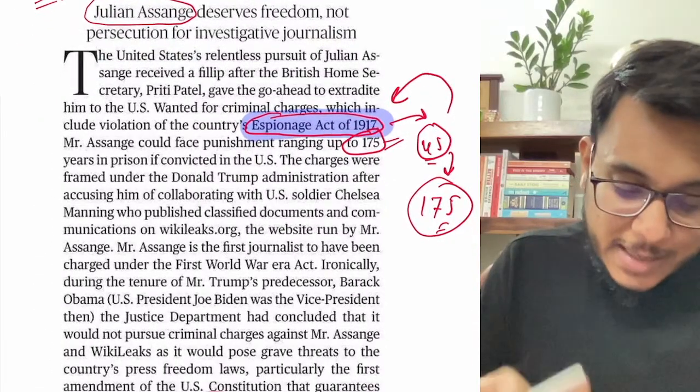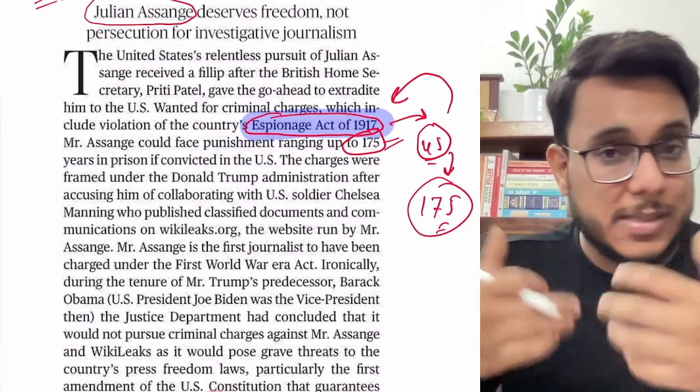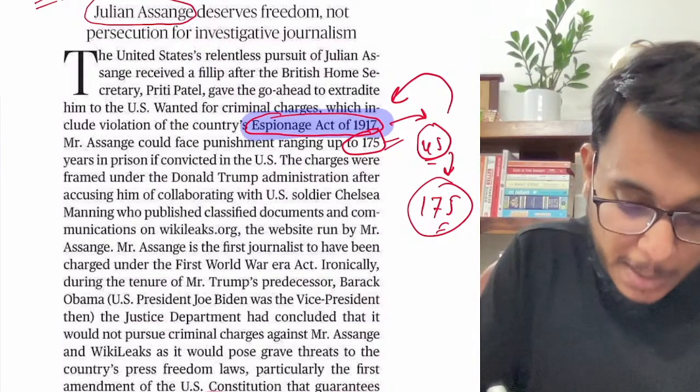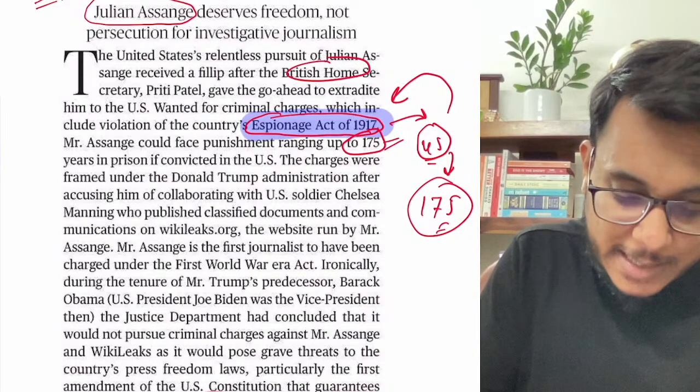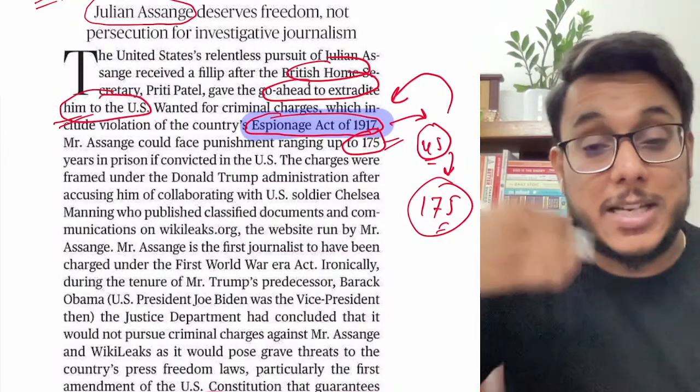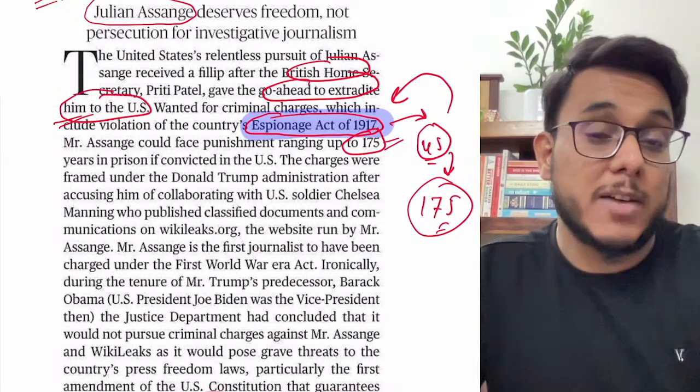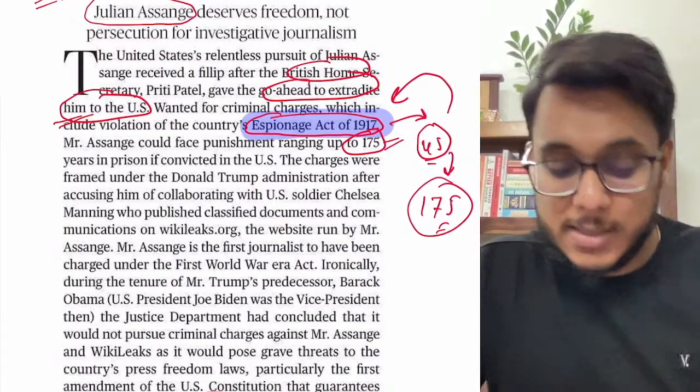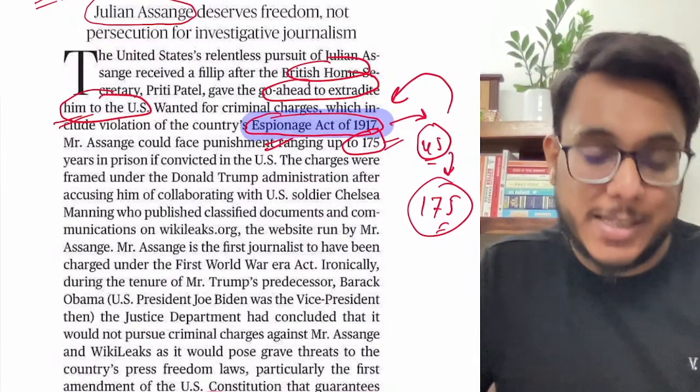Basically, Julian Assange is living in exile, and the British Home Secretary has given the go ahead, saying they will extradite Julian Assange back to the USA, where the US government can try him under this Espionage Act of 1917.